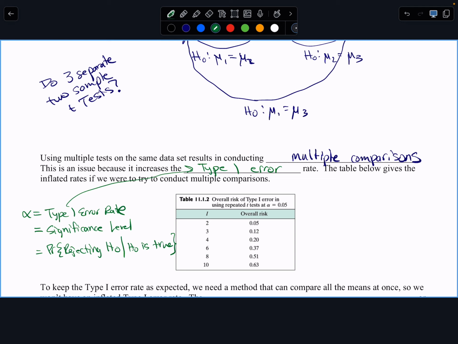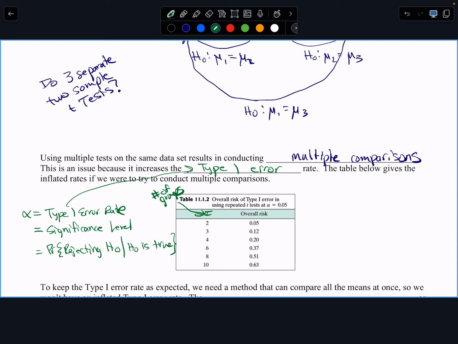All right? And so we have this chart here that tells us, depending on your number of groups, if you set your type 1 error rate at 0.05, that's the most commonly used type 1 error rate, then your actual type 1 error rate is going to increase, right? So notice here, this is an I again. I represents your number of groups. So when we have 2 groups, we're only going to do 1 t-test, right? So our type 1 error rate is actually the 0.05 that we set.